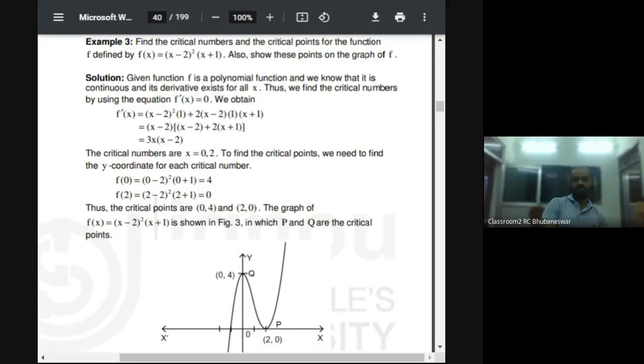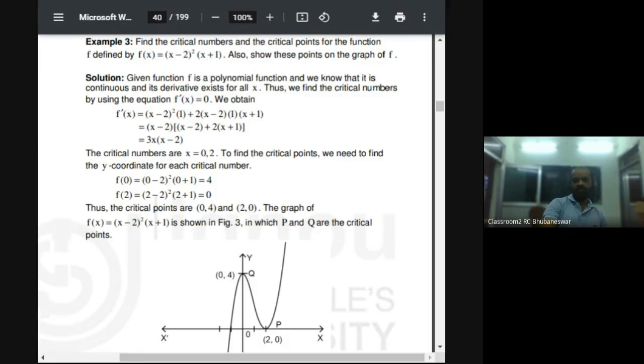According to the definition of the critical number, as we discussed earlier, to find the critical number or the critical point, we have to equate the first derivative of the given function to 0. So first we calculate the first derivative of the function, that is f dash. Then we equate this expression to 0. If we solve this equation, then we easily get x equal to 0 and x equal to 2. So that's why these are critical numbers.